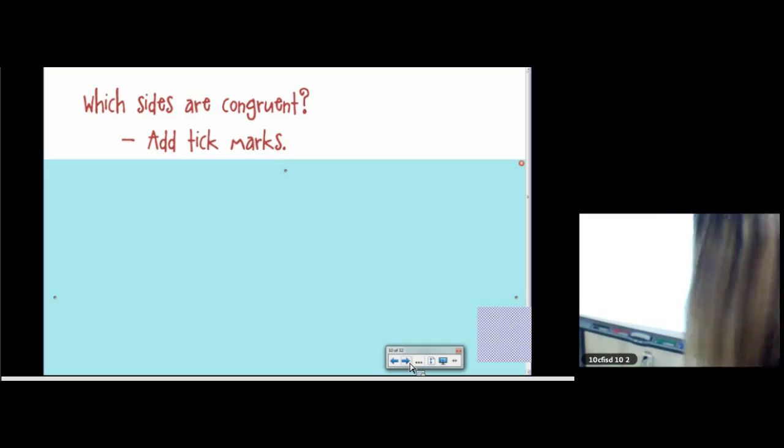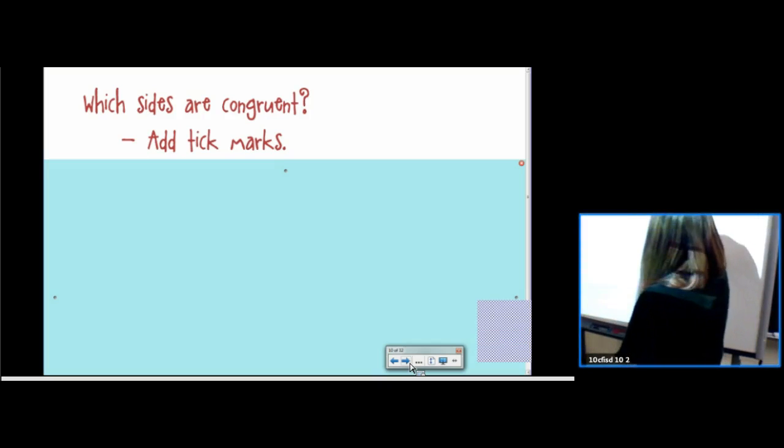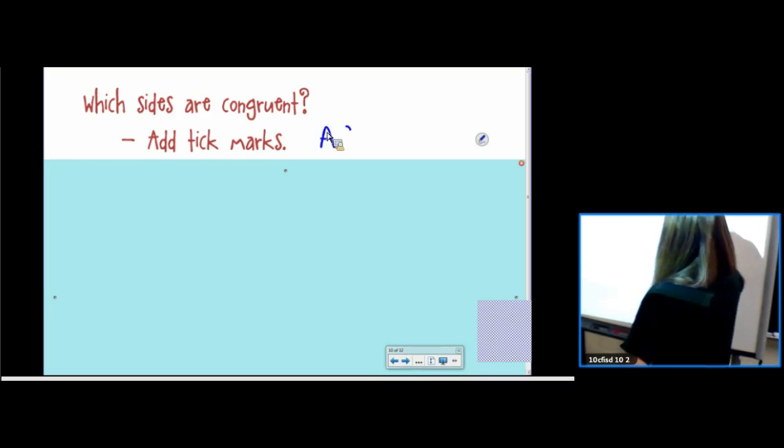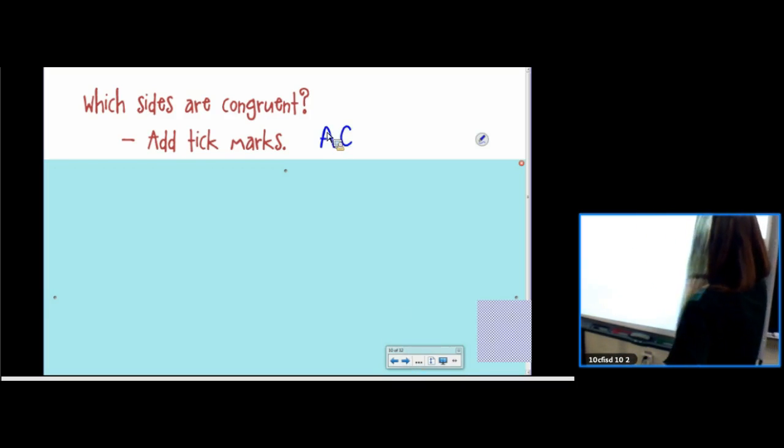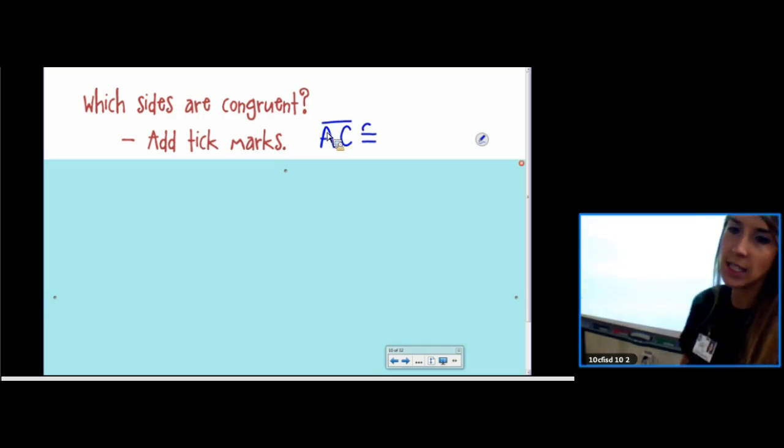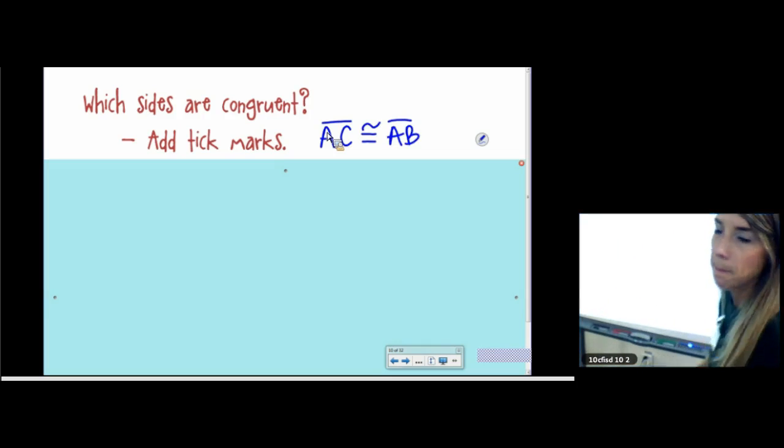Which sides are congruent? So we can name them, right? We could write a congruent statement. This is called a congruent statement. AC is congruent to AB. Yep.